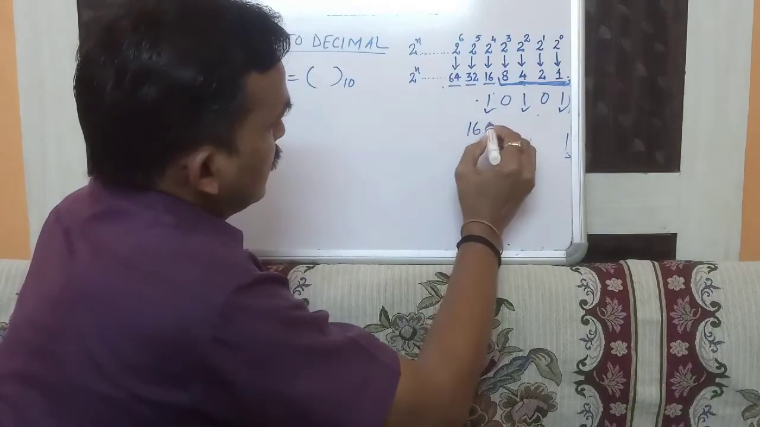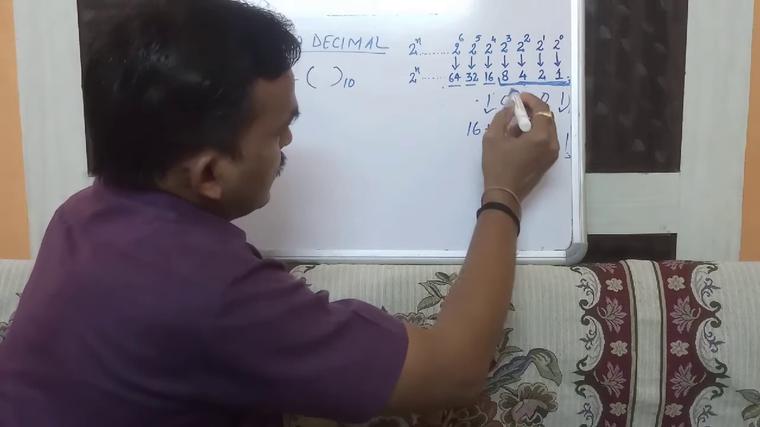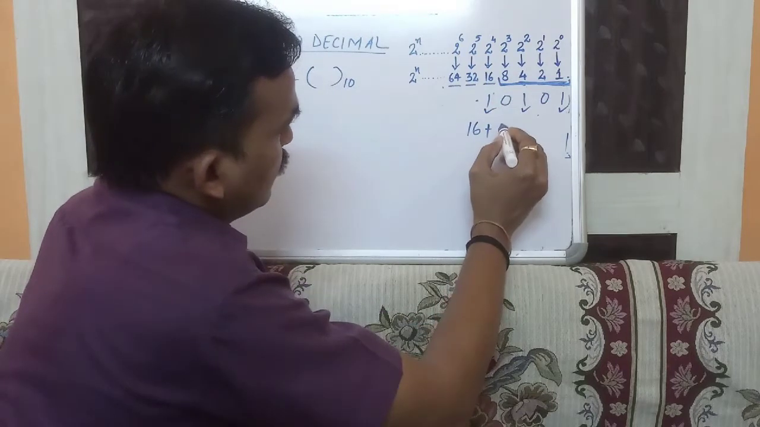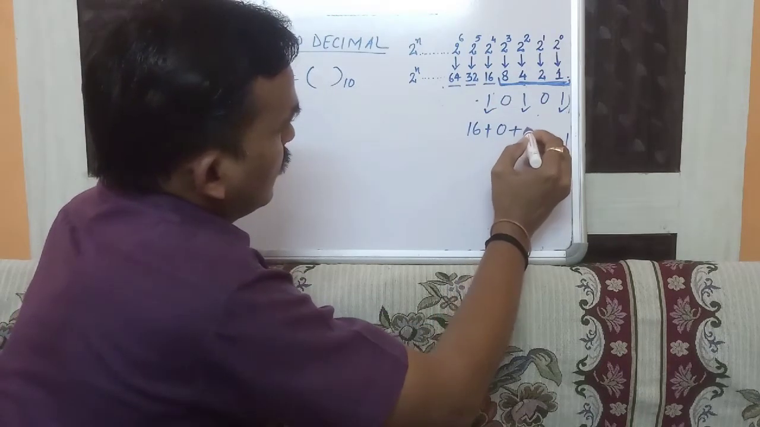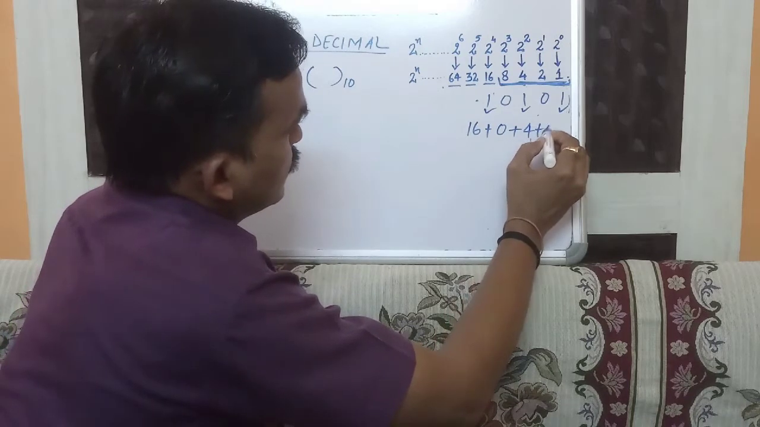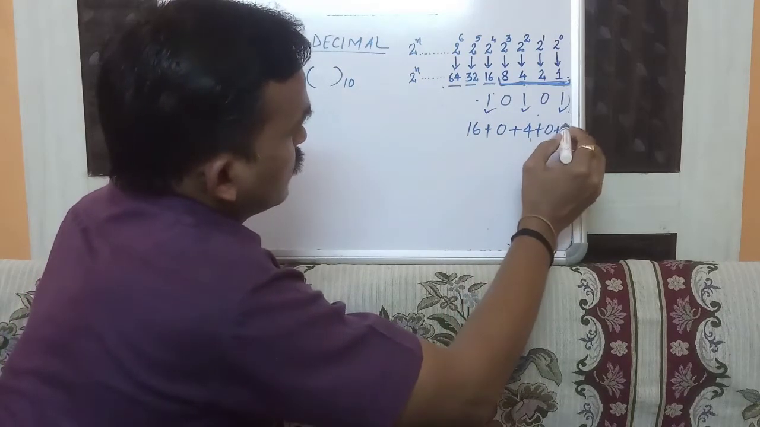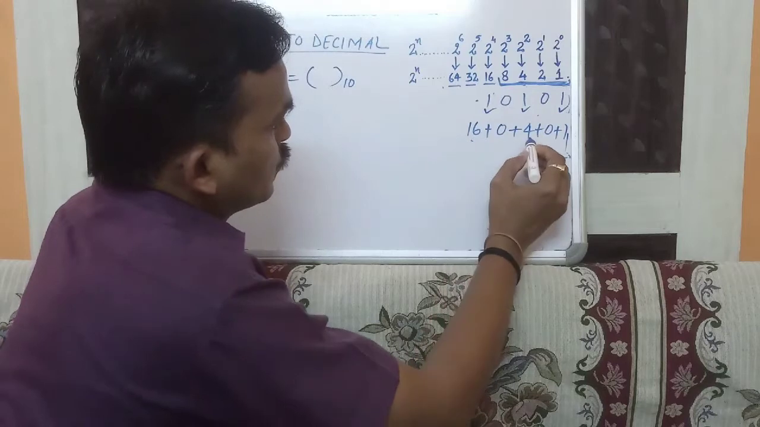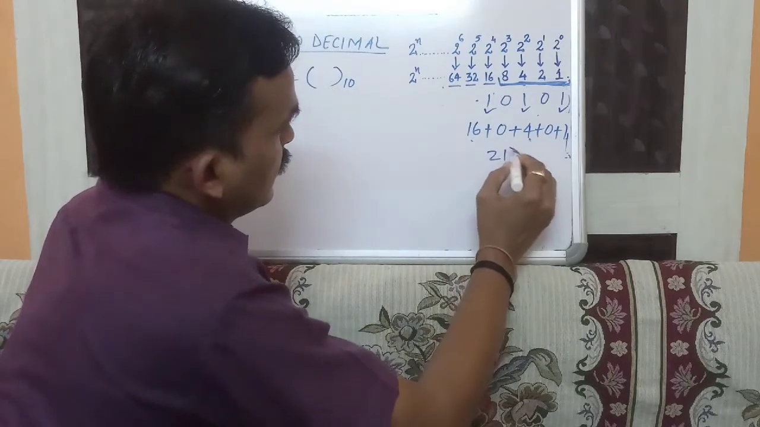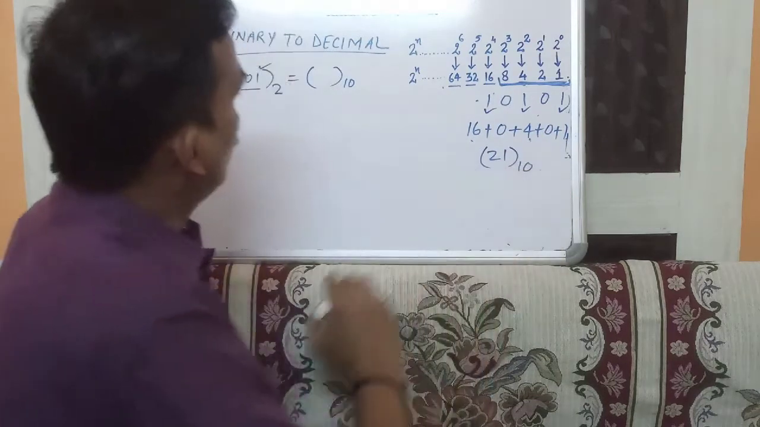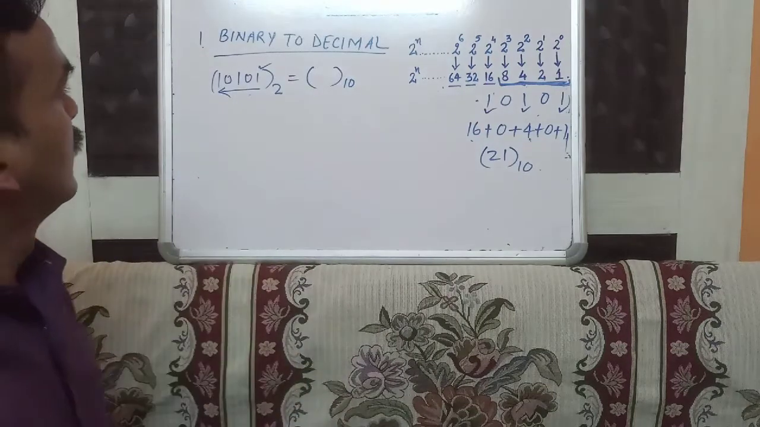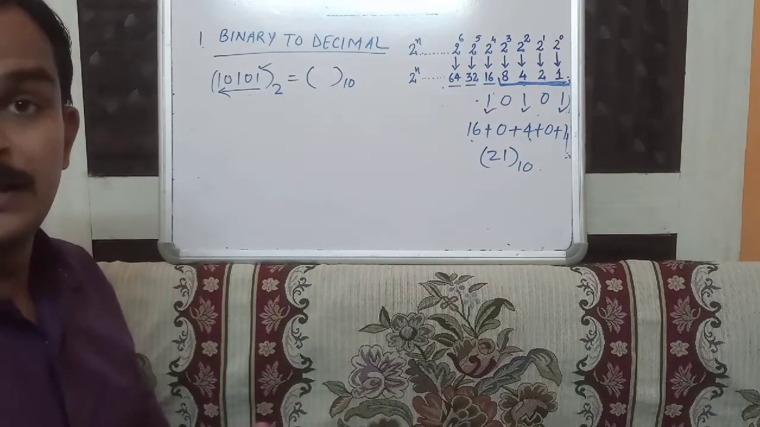So 16, plus 8 will be occupied by 0, so 8 will be 0, 4 is 1, then 2 is 0 and 1 is 1. So 16 plus 4 is 20, and 1 is 21. This is the decimal value of the binary. Simple calculation.